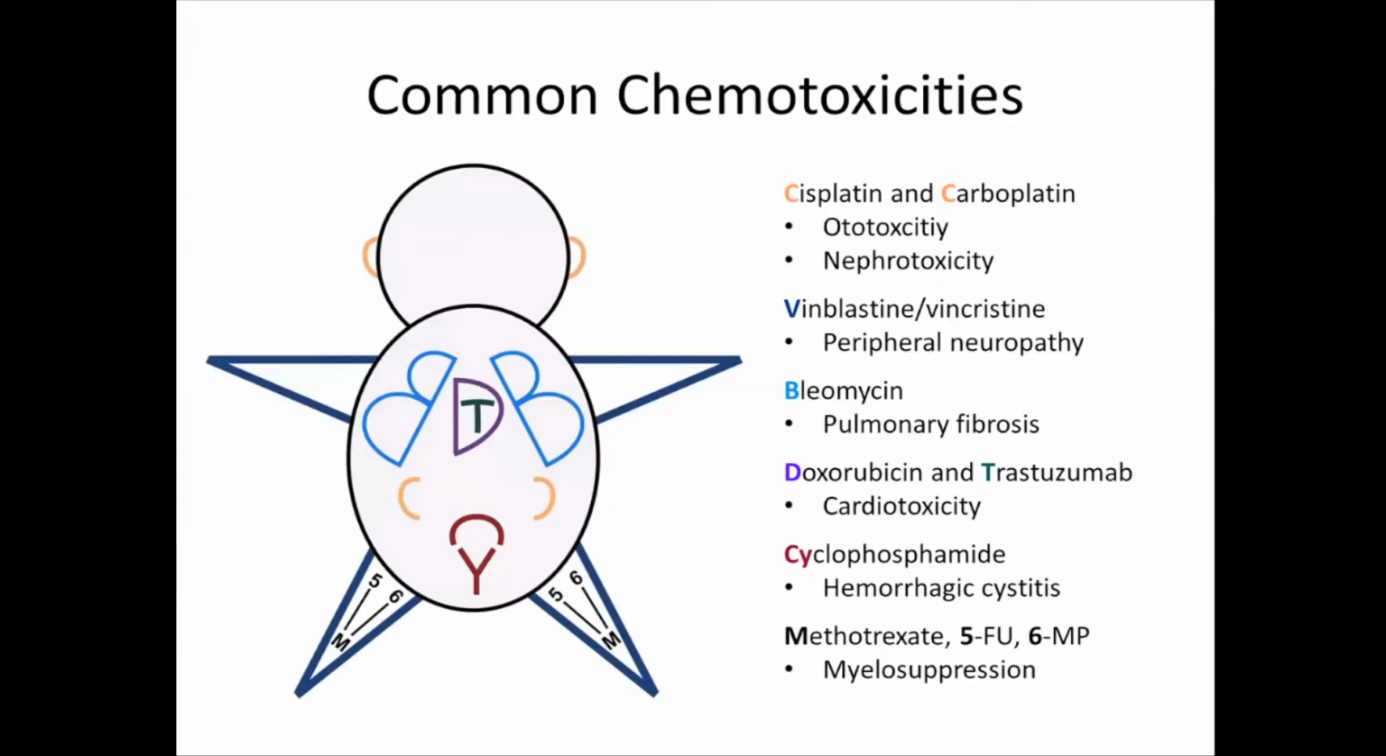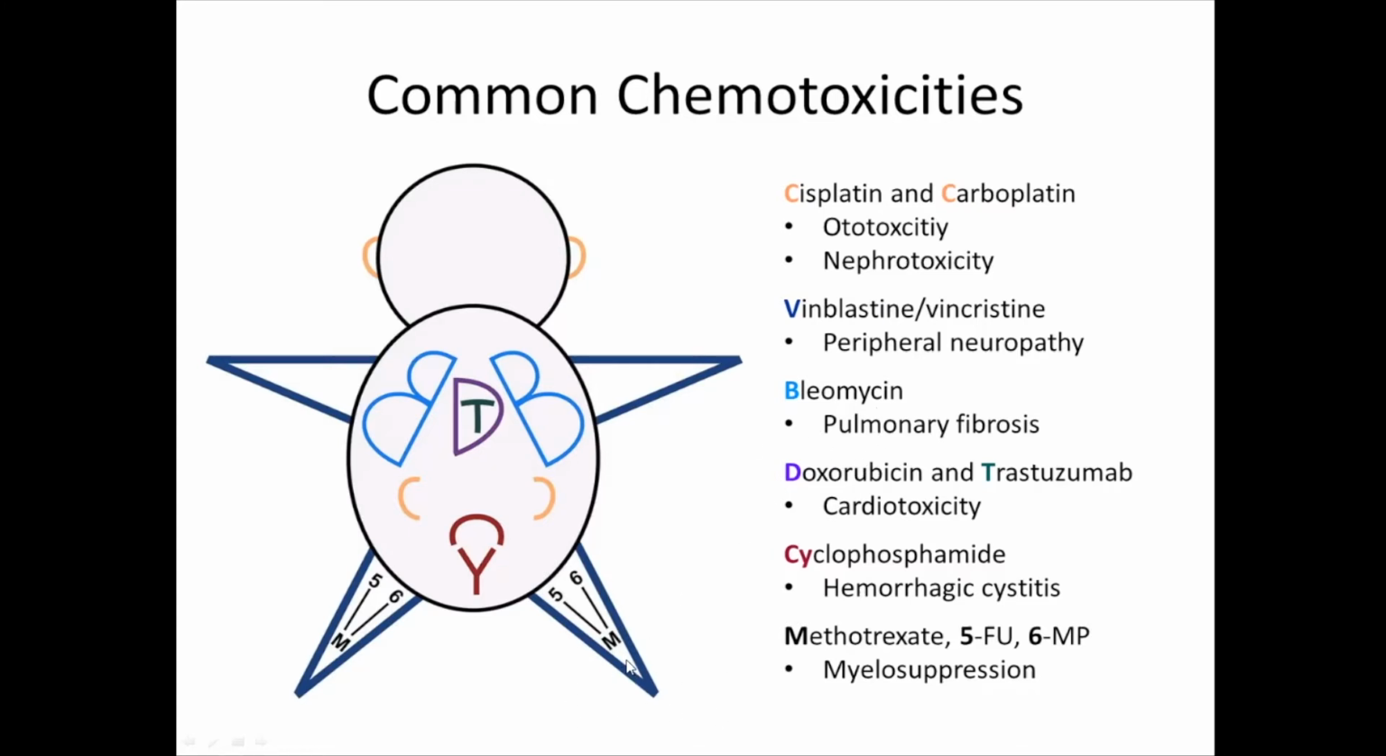So I think this is a schema that you may have seen. This is from some of the board review tests, but this is a visual reminder of common chemotoxicities. So the C's for cisplatin and carboplatin have toxicity of ototoxicity, that means ear toxicity, and kidney toxicity. So you can remember those kind of semicircles. Vincristine and vinblastine have a lot of peripheral neuropathy, and here are the V's for hands and feet.